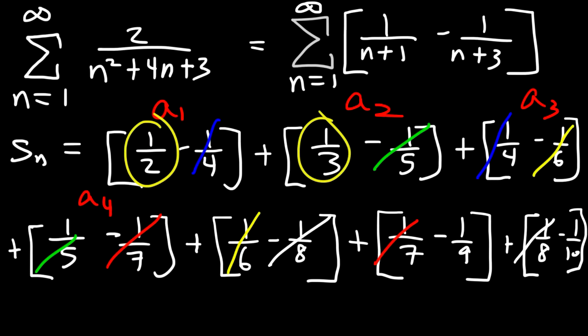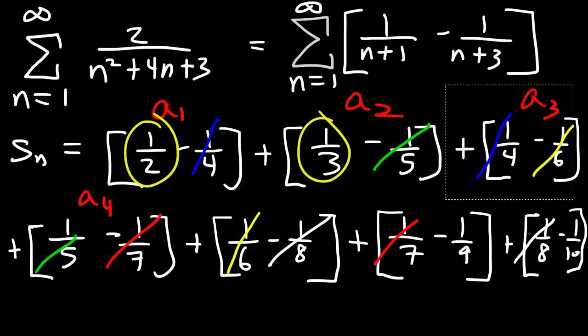Everything else will cancel, but if this trend continues, we're not going to get a 1 over 2 or 1 over 3. I mean, we cancel 1 over 4 and then everything after that, but 1/2 and 1/3 will not be canceled. And it makes sense because looking at the difference between n plus 1 and n plus 3, they differ by 2. In the other example, they differ by 1.